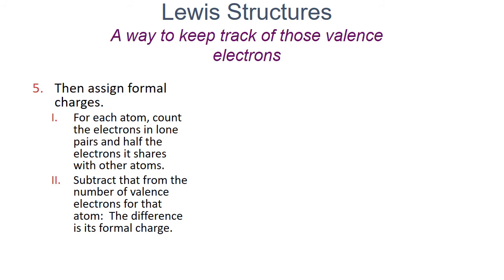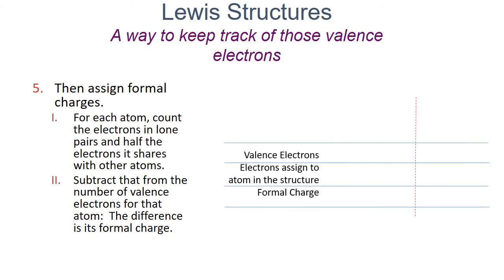As the fifth step, we have to assign the formal charge for every atom. Therefore, again I will write down oxygen and oxygen, 1, 2, 3, 4, 5, 6. Here 1, 2 and 1, 2, 3, 4. Now this is the structure we have drawn up to now.